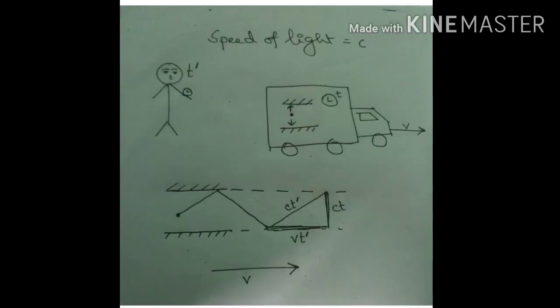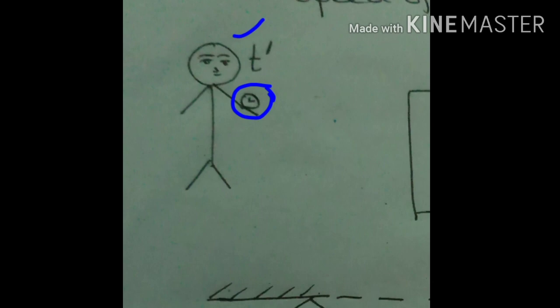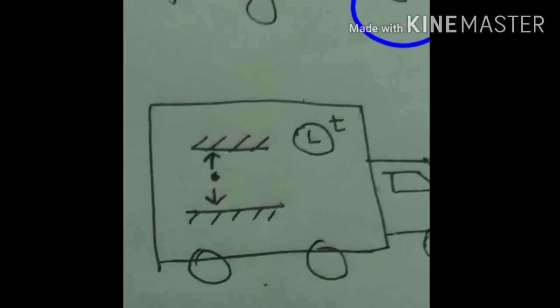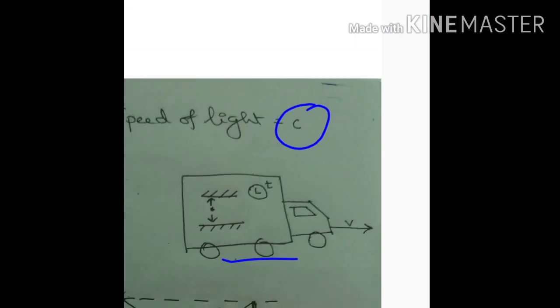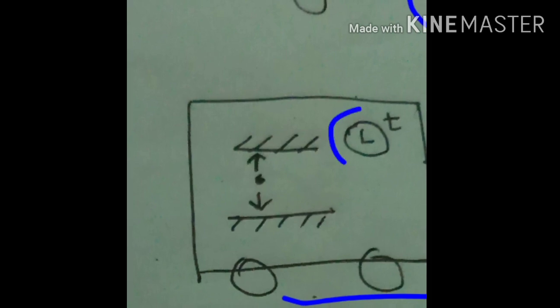Let us consider the speed of light to be c. Now, we have a man here whose name is, let's say, A, and he has a clock. Let the time which he observes be t dashed. Now, here there is a truck moving at v, and inside the truck there is a photon cell. What is a photon cell? It has two mirrors in it, and in the middle there is a photon which is constantly bouncing up and down in the mirror. There is also a clock here, and let the time in the clock be t.